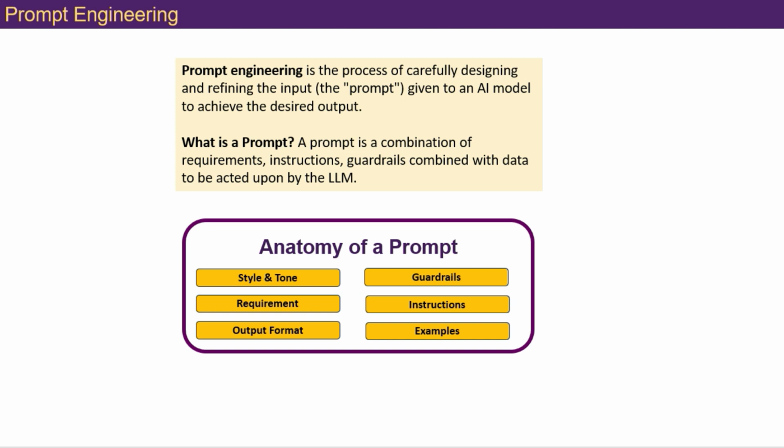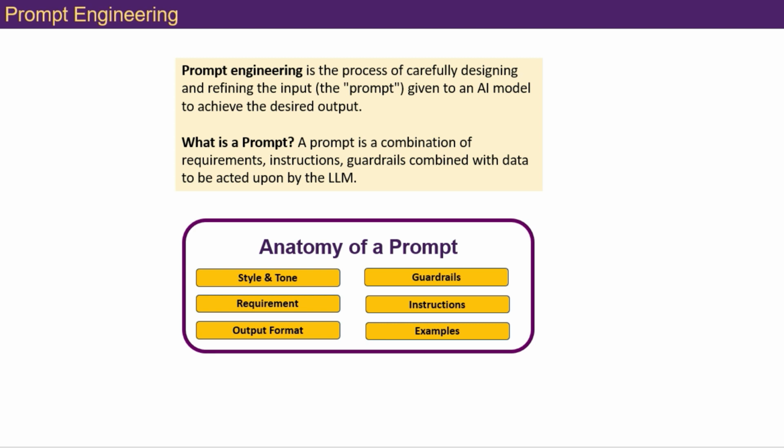Prompt engineering is the process of designing your prompt so that the AI model can understand it and it can act upon it to provide you the desired results. A prompt basically consists of clear requirements, instructions, guardrails, along with the data and examples so that your model can act upon it and provide you with the desired output.